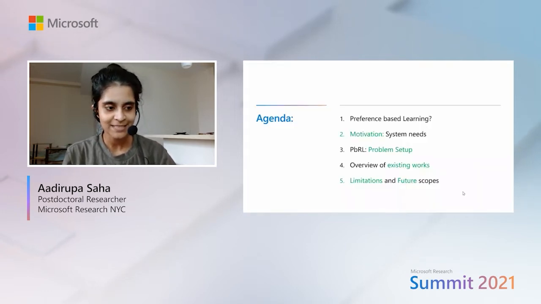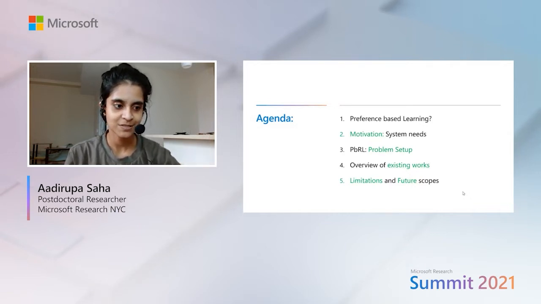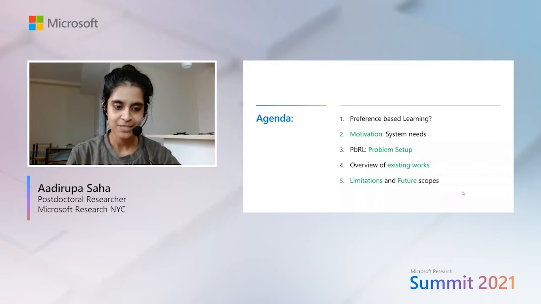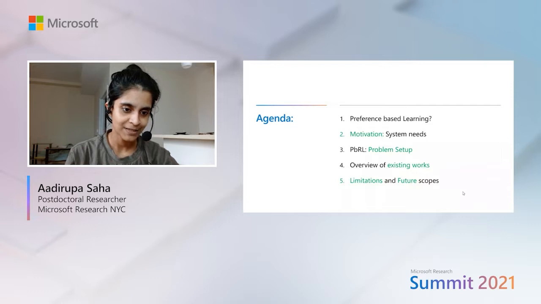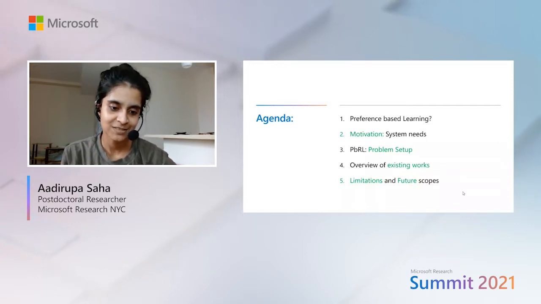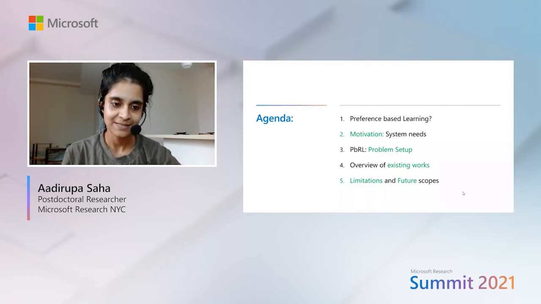Before going to the main content, just to give a brief outline of what we are going to discuss today. So we'll start with what is preference-based reinforcement learning, followed by some motivating examples, the formal problem setup of preference-based reinforcement learning, some of the existing work and theoretical results, and finally the limitations of the existing work and the scope of future directions. So with that, let's proceed to the basics.